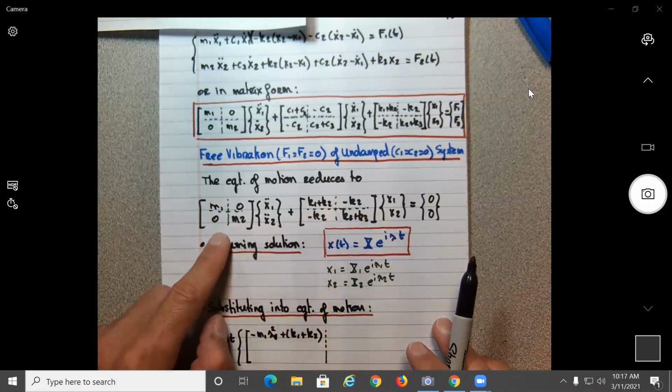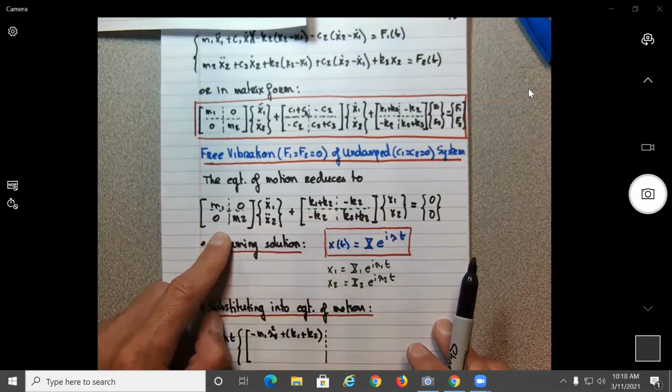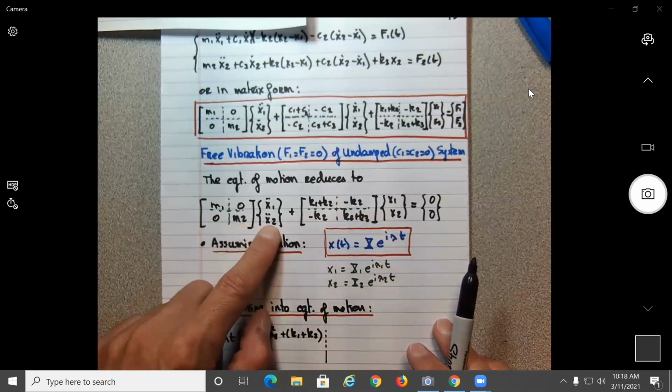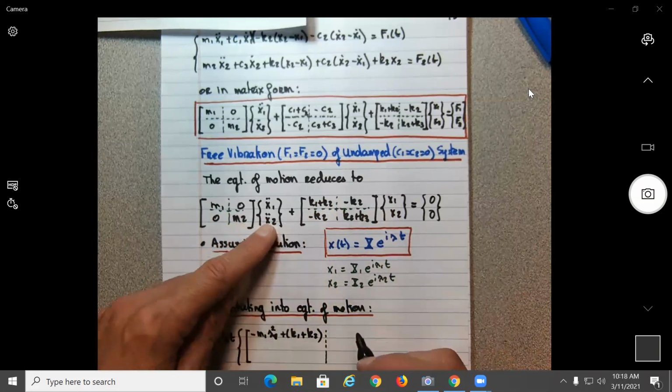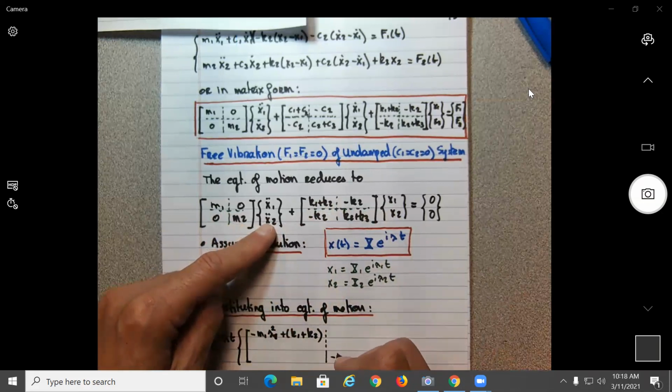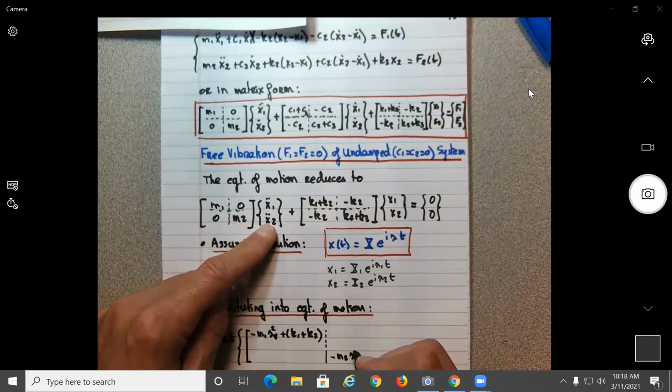Right? Now we do the same thing for this one. What are you gonna have? You're gonna have the same thing for this one, but this will be in function of x2. Yeah, so it would be what? It will be minus, on this side, m2 lambda square plus k2 plus k3.